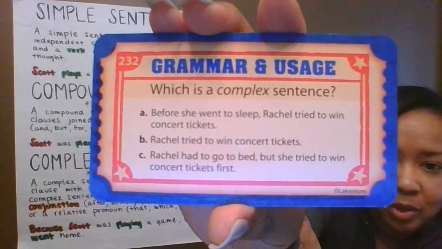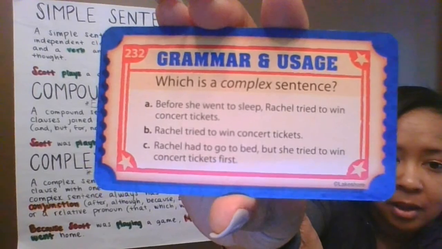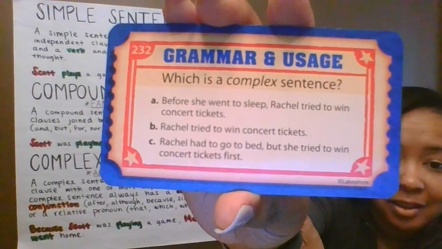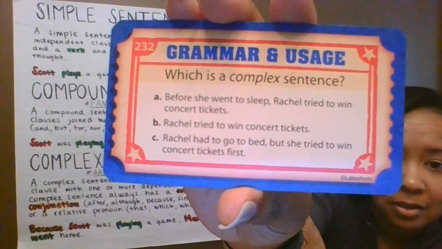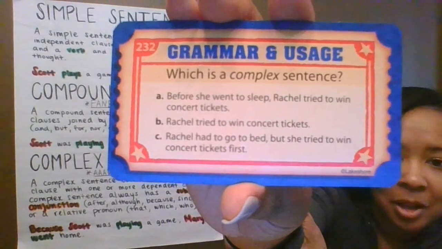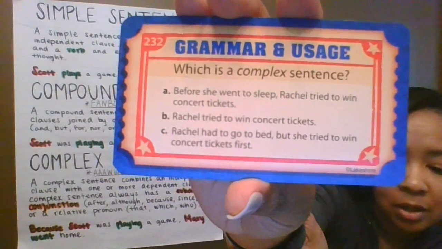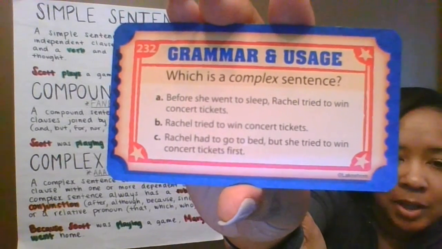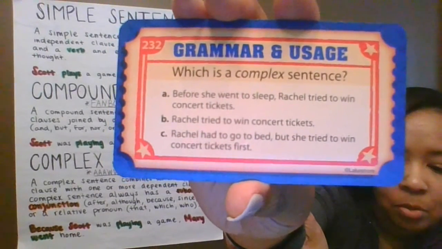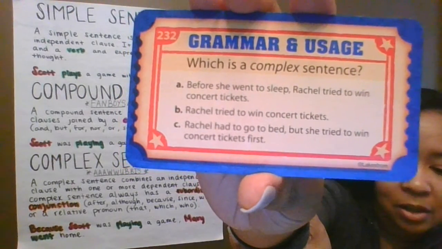Let's see which one is the complex sentence. One complete thought, one independent clause. An independent clause and an independent clause. If you selected A, you're correct. Before she went to sleep, Rachel tried to win concert tickets. What is my awubis word in that sentence? Before. So before she went to sleep, Rachel tried to win concert tickets is the complex sentence.